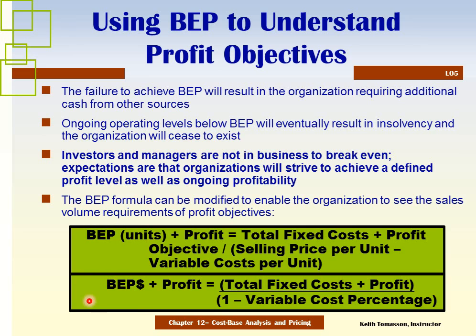Second of all, we can also calculate the break-even point in terms of the dollars required, or sales revenues required, by taking our break-even point plus our profit expressed in terms of dollars equals, as the numerator, total fixed cost plus profit divided by 1 minus the variable cost percentage. So all we're doing is amending our initial break-even formula for units and sales dollars by adding in the profit expectation, so that we can now know the number of units or the number of sales that we need to generate to achieve our profit expectations for our business.